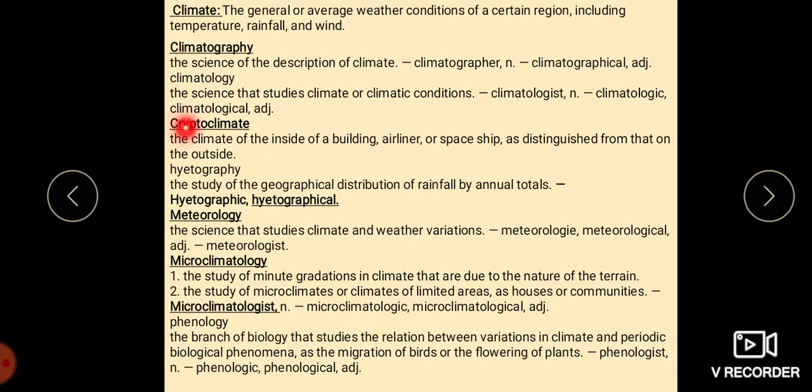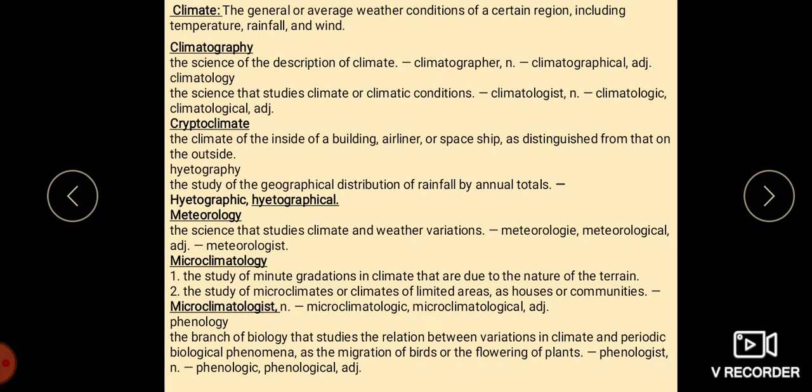Then we have the stereotype climate, the climate of the inside of a building or airliner or a spaceship as distinguished from the outside. The study of the geographical distribution of rainfall by annual total, we call hydrographical. Then we have meteorology. Meteorology means the science that studies the climate and weather variations.